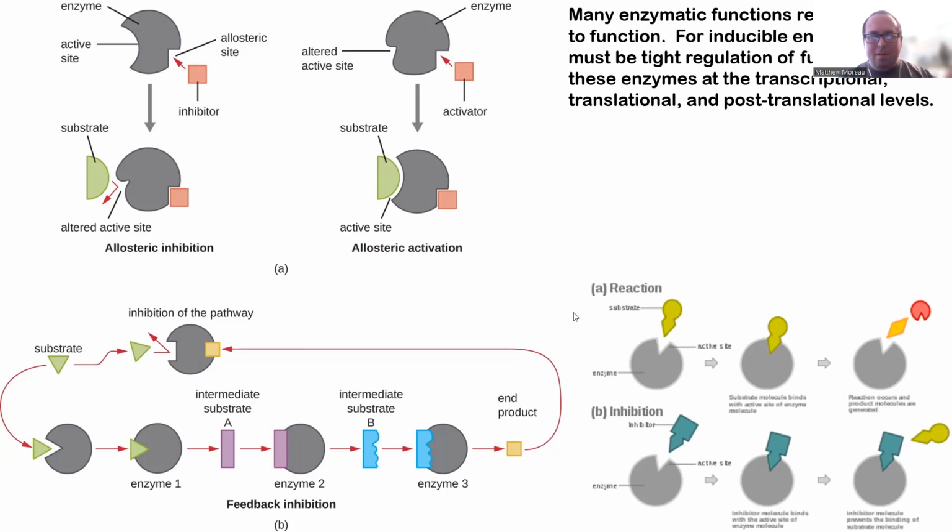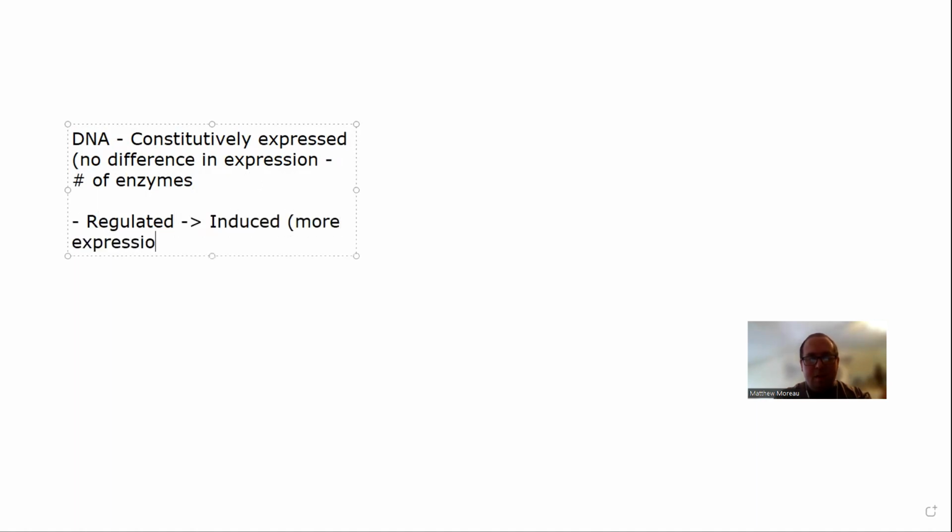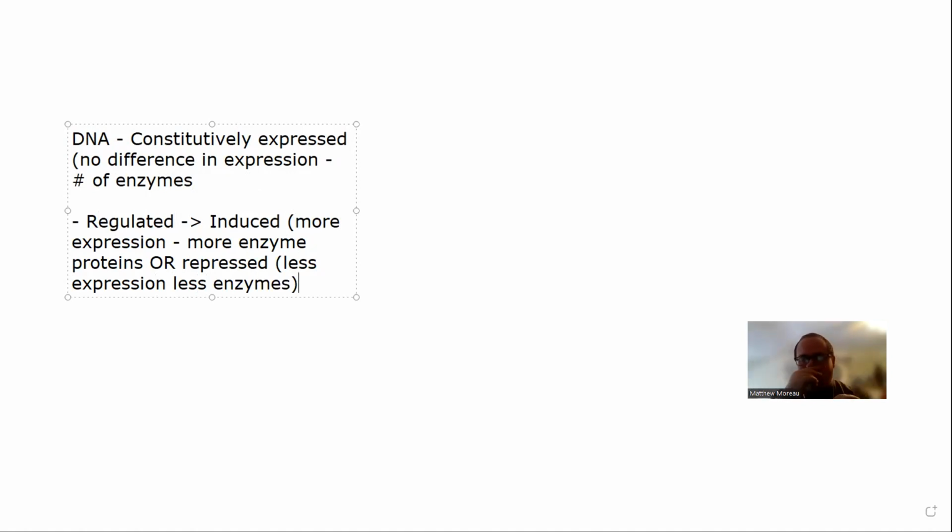Let me pull up the whiteboard. If you have enzymes at the DNA level, they can either be constitutively expressed, meaning that there's no difference in expression or number of enzymes, or you can have regulated, which means that they can be either induced, with more expression and more enzyme proteins, or they can be repressed, with less expression and less enzymes. Okay, I hope you're with me so far.